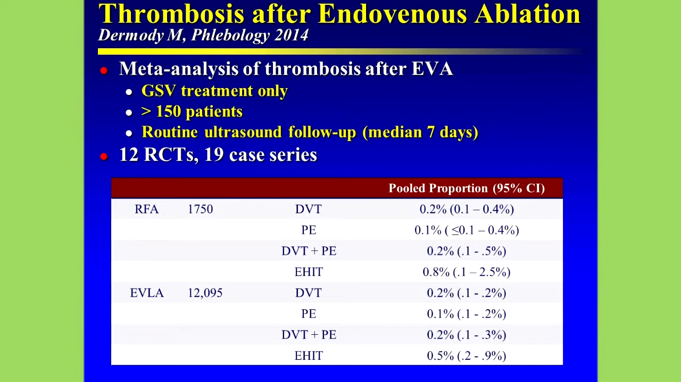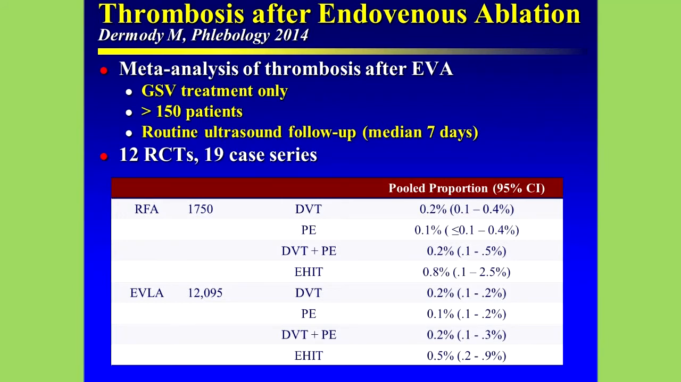If we move on to the modern era, with much more robust data, we can see that EHIT is really substantially less common than was reported in the early series. This is a very robust series. There was a meta-analysis of trials that had greater than 150 patients, so there are no small case series in this. All of these had routine follow-up within 7 days of the procedure, and this included almost 14,000 patients.